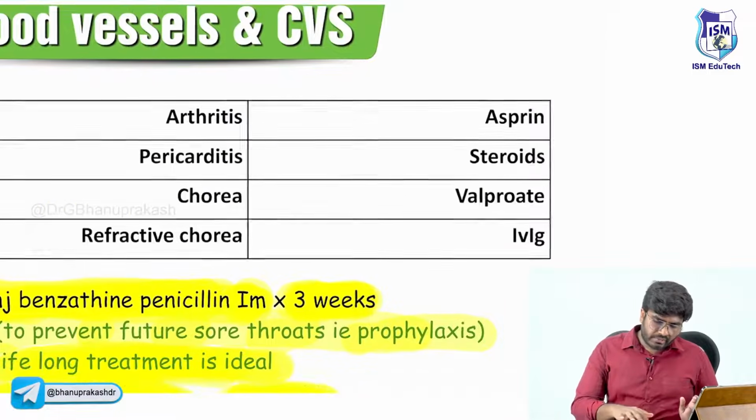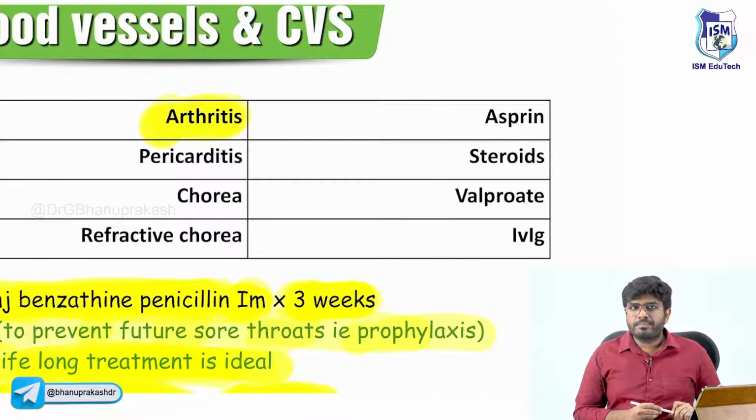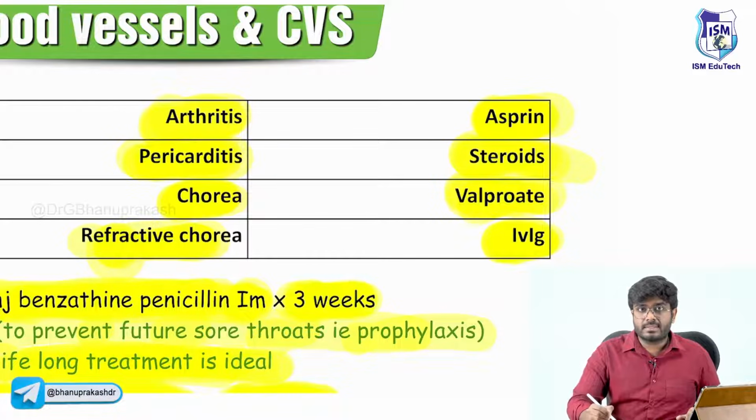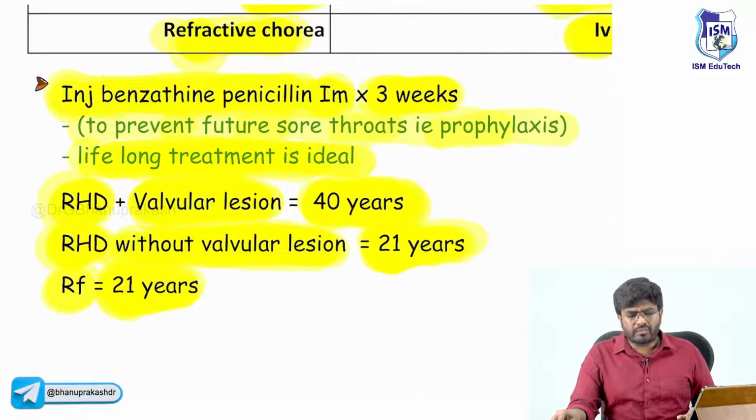You have already discussed arthritis, migratory polyarthritis. What have we given for migratory polyarthritis? Aspirin, naproxen, non-steroidal anti-inflammatory drugs. For pericarditis, we have given steroids. For chorea, we have given haloperidol, valproate, phenobarbital, which we have discussed. For medically refractory chorea, what have we given? Intravenous immunoglobulins. Done, sir. For prophylaxis, what do we have to give? IM benzathine penicillin every 3 weeks, lifelong.